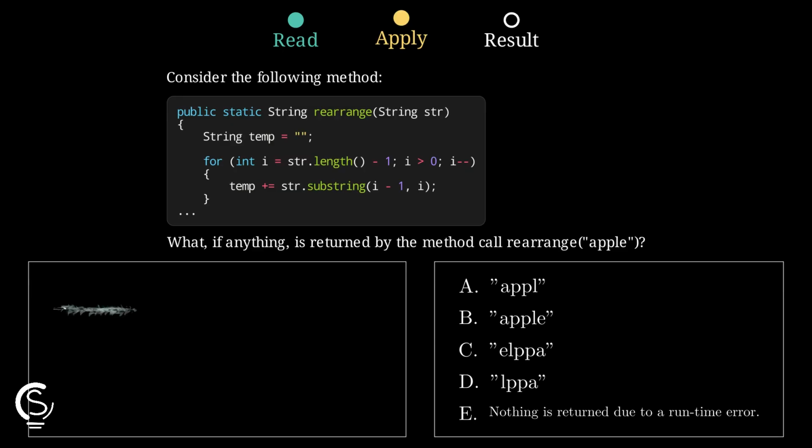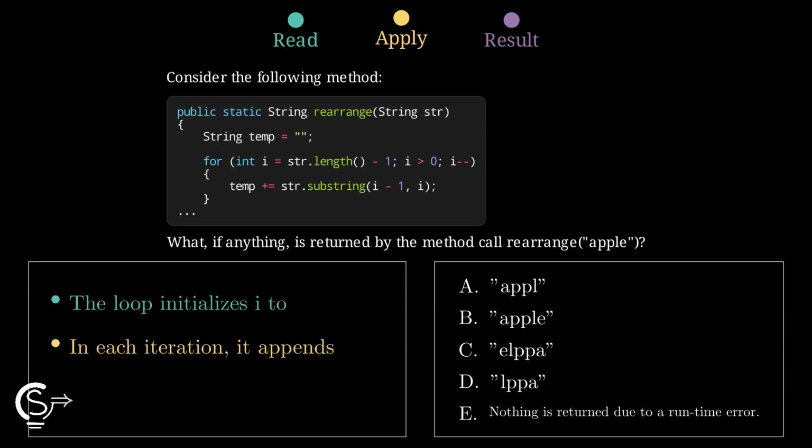Inside the loop, we take a substring from i minus 1 to i. This effectively grabs a single character at index i minus 1 and adds it to our result string. When i is 4, we grab index 3. When i is 1, we grab index 0. This results in LPPA, making option D correct.